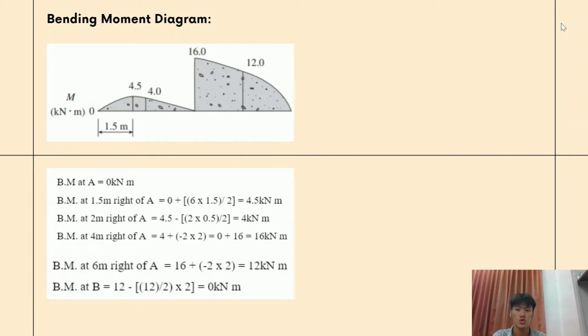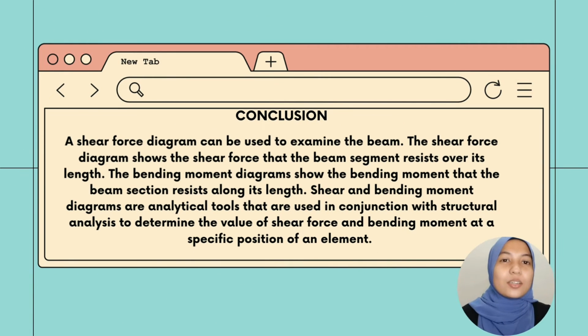The method we use to solve and analyze this problem is called the graphical method. Okay, the last one is the conclusion. A shear force diagram can be used to examine the beam. The shear force diagram shows the shear force that the beam segment receives over its length. The bending moment diagram shows the bending moment that the beam section receives along its length.